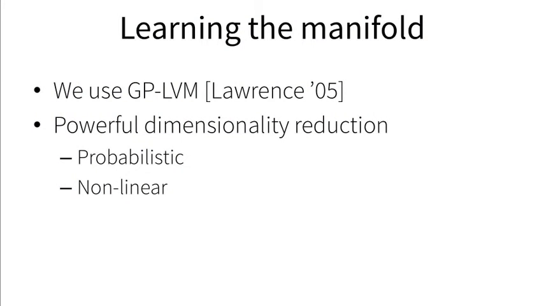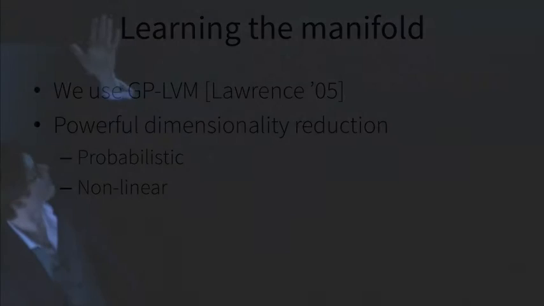So for learning the manifold, we just use a GPLVM, Gaussian process latent variable model. This is chosen because it's powerful and it has probabilistic and nonlinearities in it, so it's quite useful to be able to know the mapping, and it's generative.